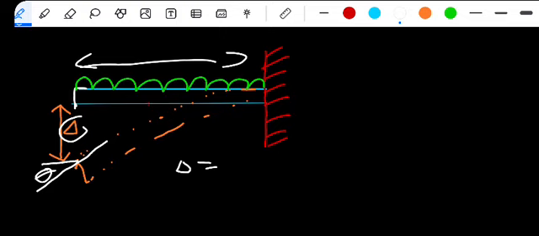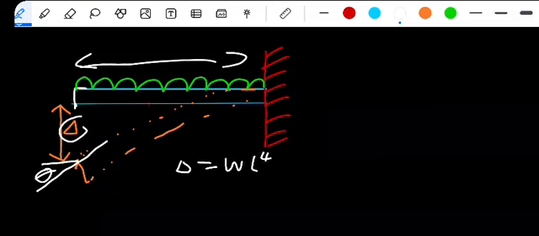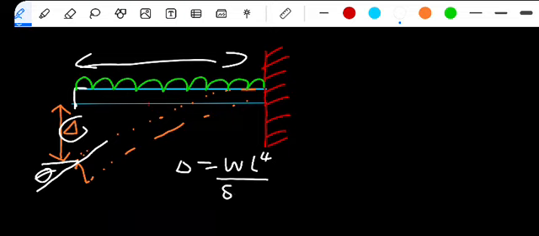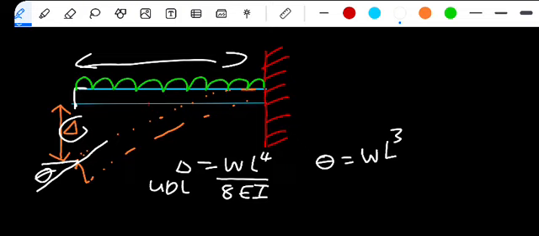Now the deflection, please take note, will be given by W L raised to the power 4, not 3, divided by 8 E I. This is for when you have a UDL. Also, the slope is different. When you have a UDL, we'll have W L cubed divided by 6 E I.